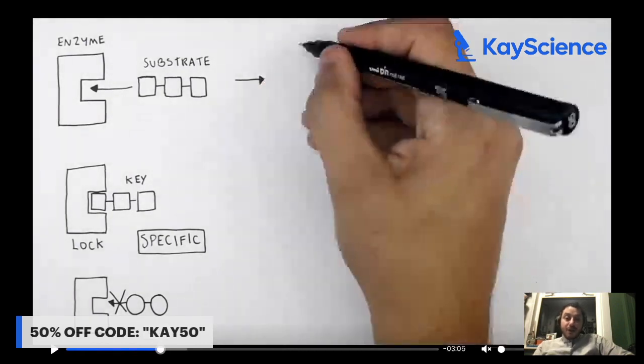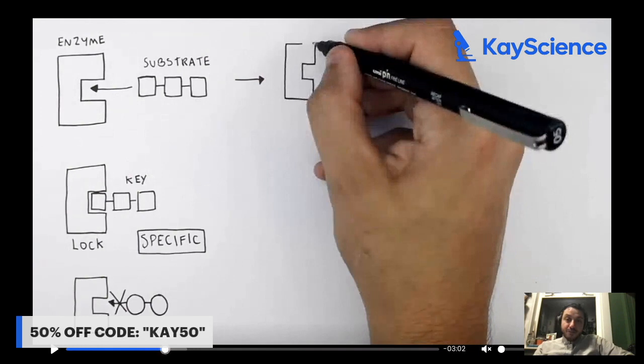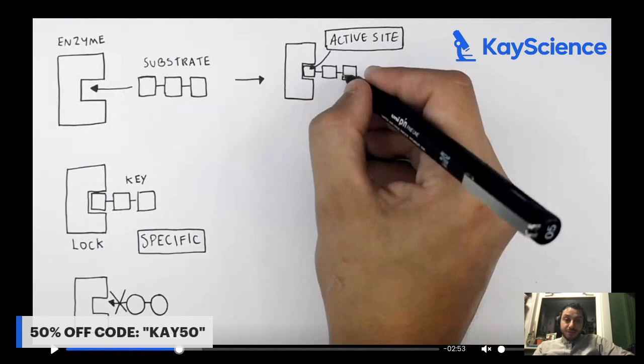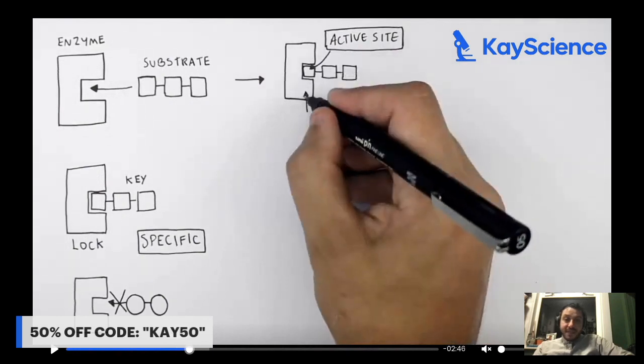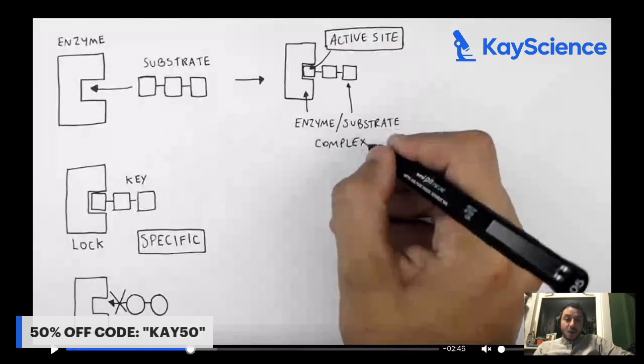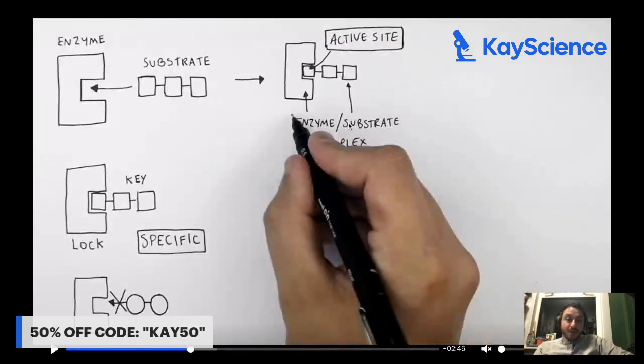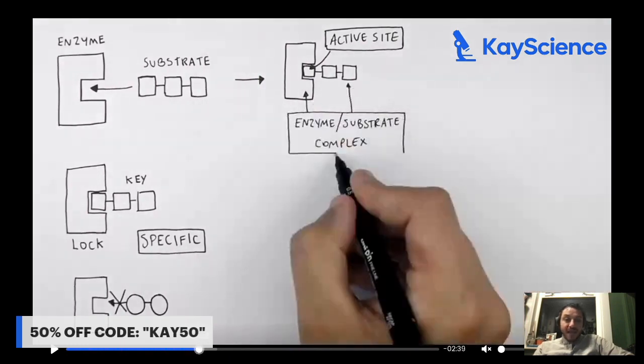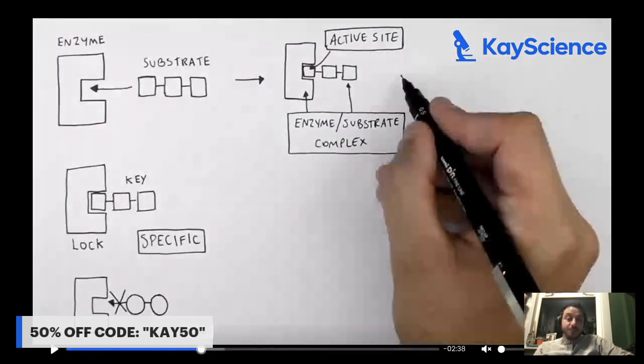So let's go back to our example up here. We've got the enzyme, and the substrate has bound the active site of the enzyme, which I'm going to show you now. The active site is bound by the substrate. So this here is the enzyme substrate complex. Why is it called the enzyme substrate complex? This is because the enzyme is bound by the substrate. Sorry, when the enzyme's active site has been bound by the substrate.